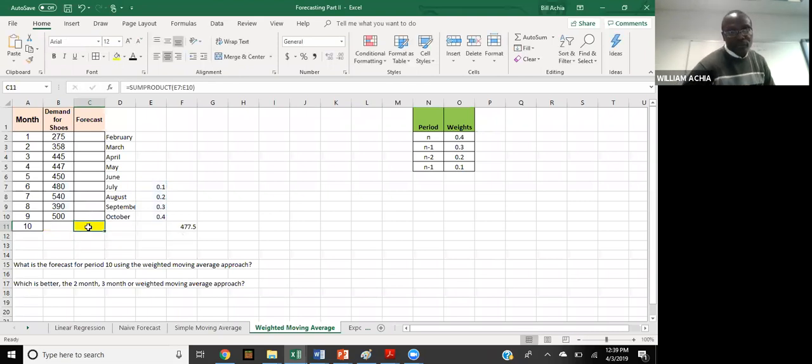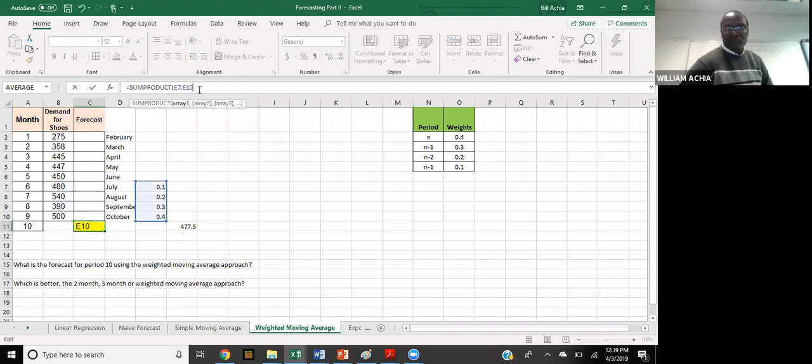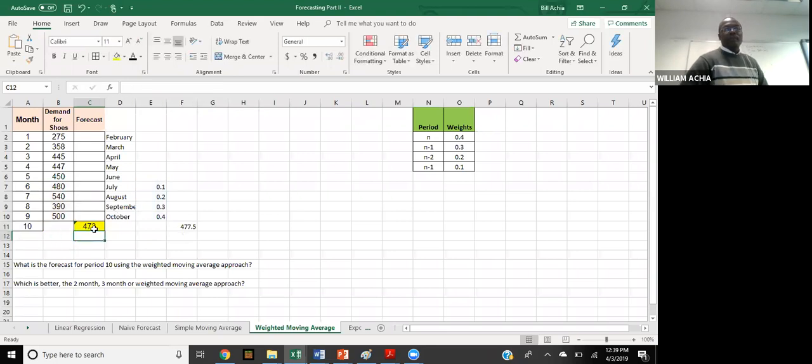What did I do? E7, E10. Okay, so I get a figure of 473, which is slightly less than the 477. But if I felt that October's demand was more relevant to what November is going to be, then I wanted to give October slightly more weight. That's what I would have done. So any changes I make to this would bring it closer to what I want my forecast to be.